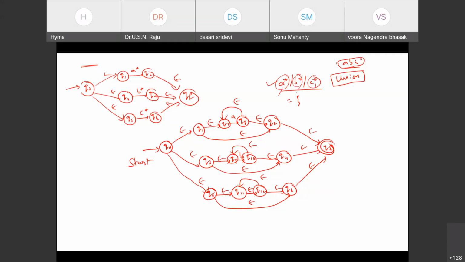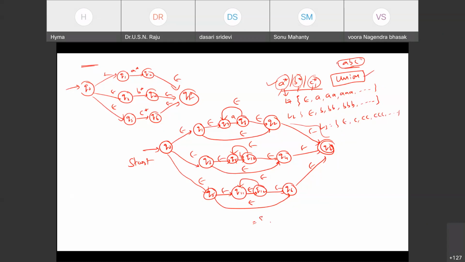So first we'll get the language for A star. What is that? Epsilon, A, double A, triple A, and so on. Then what is the language for B star? I'll call these L1, L2, L3. L2 is epsilon, B, double B, triple B, and so on. Then what is L3? Epsilon, C, double C, triple C, and so on. So whenever I use the OR operation, it is exactly union. When you go with set operation, it is the union of those three sets.